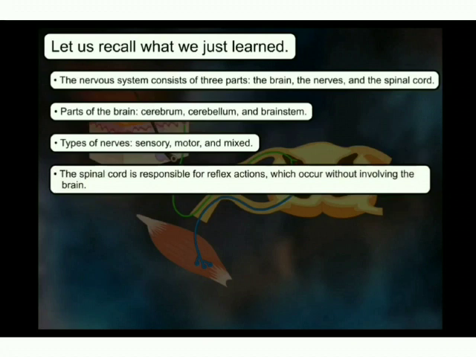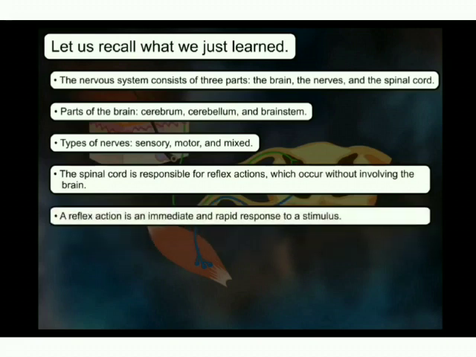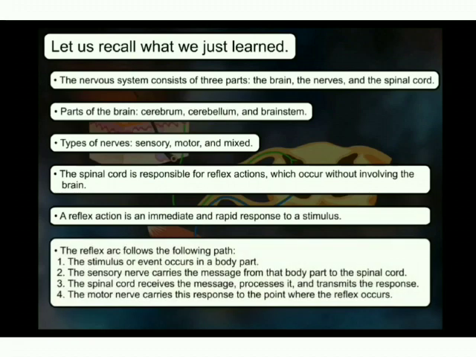The spinal cord is responsible for reflex actions which occur without involving the brain. The reflex action is an immediate and rapid response to a stimulus. The following is the path of the reflex arc.